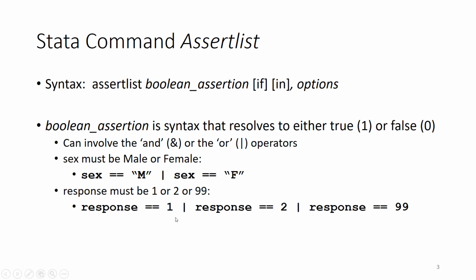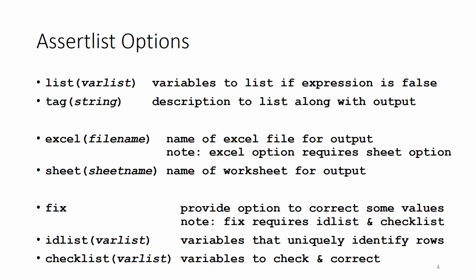Or if you have a variable that can only take the values 1, 2, and 99, you might say Assertlist response double equals 1, or response double equals 2, or response double equals 99, and Assertlist will make a list of the observations where that assertion is not true, and it will set them aside for you.